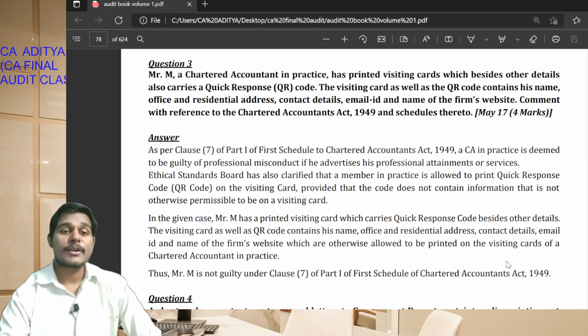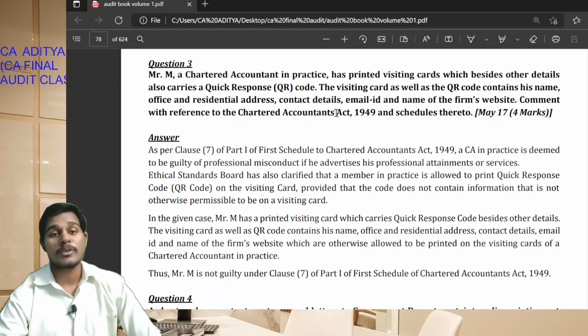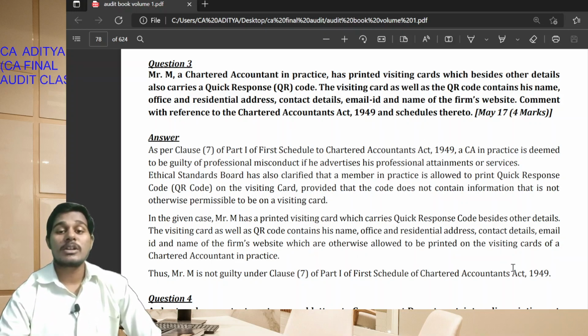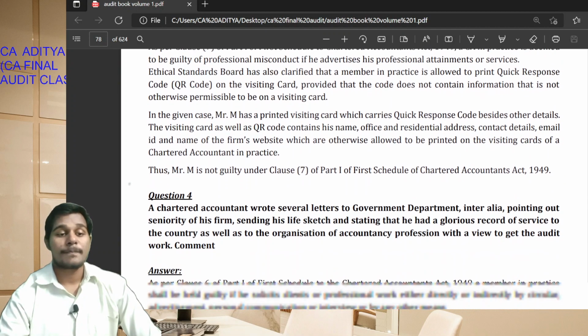Mr. M, a chartered accountant in practice, is printing visiting cards, which besides other details also carry a quick response code. The visiting card as well as the quick response code contain his name, residential address, contact details, even name of the firm, website, comments with reference to. So he will not be professionally misconduct, because no prohibited information is provided in the visiting card.